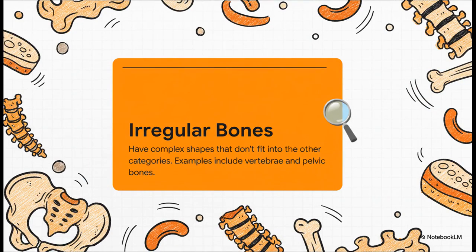And finally, we have the everything else category, the irregular bones. These guys have really specialized, complex shapes that just don't fit anywhere else. The vertebrae in your spine or the bones that make up your pelvis are perfect examples. Their unique shapes are just perfectly tailored to their very specific functions.